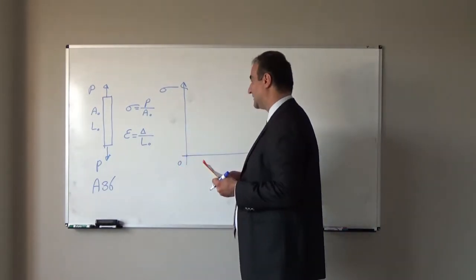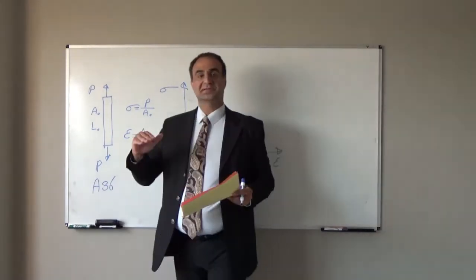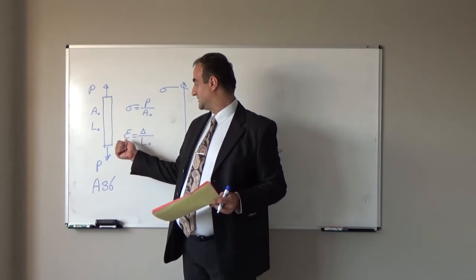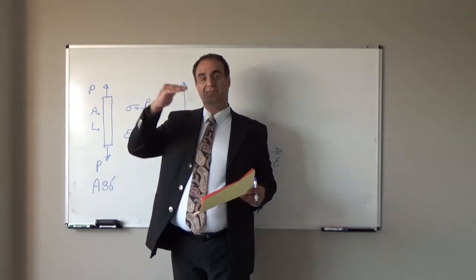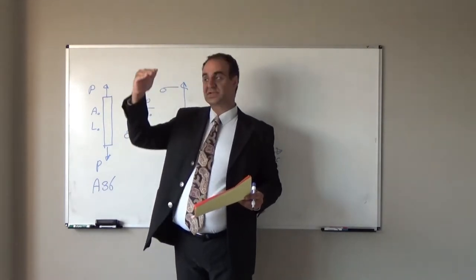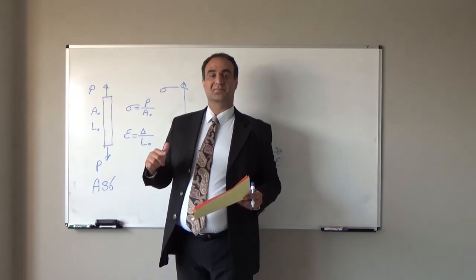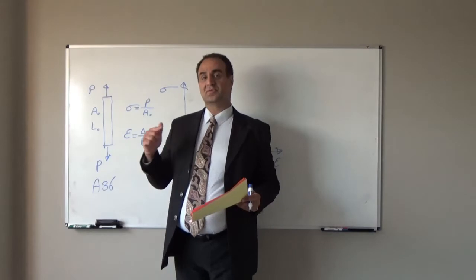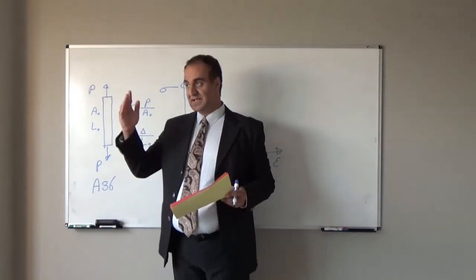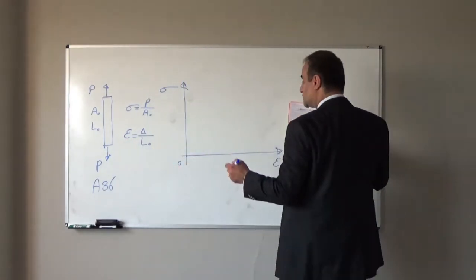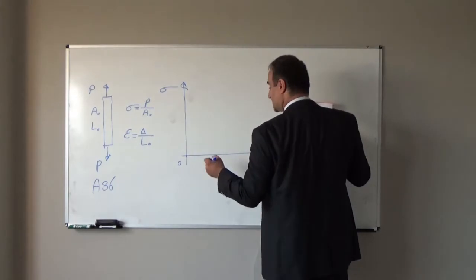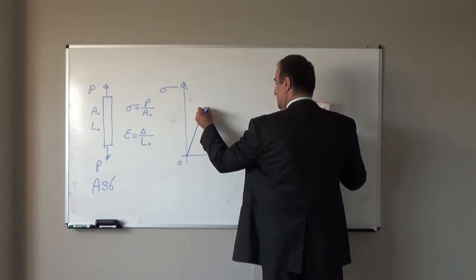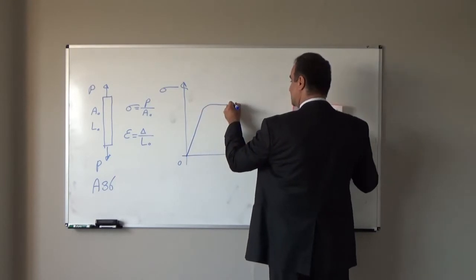See what will happen. We apply force from 0 to P1, so stress is sigma 1, strain is epsilon 1. Then we will increase to P2, P3 and so on. So we will end up with points sigma 1, epsilon 1, sigma 2, epsilon 2, sigma 3, epsilon 3 and so on. If we show those points in this coordinate and we connect those points, finally we will end up with a curve something like this.